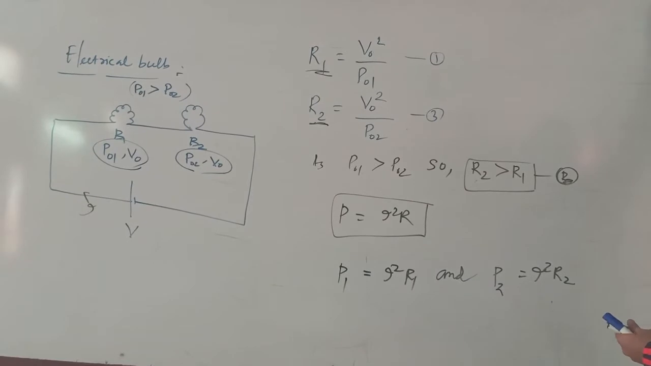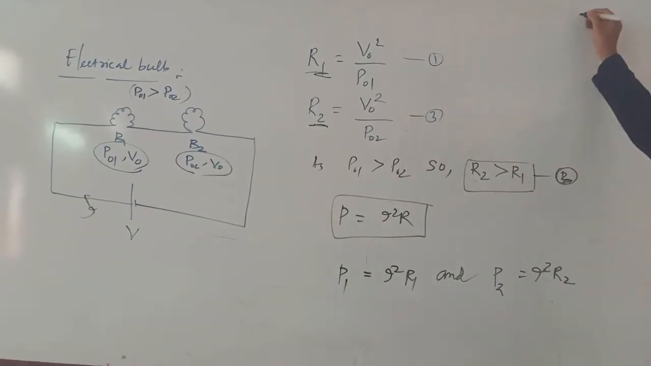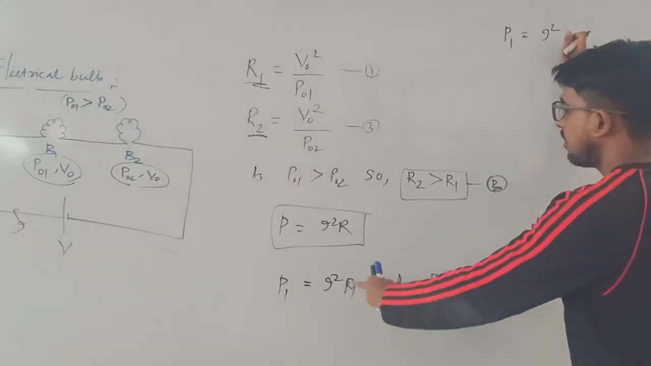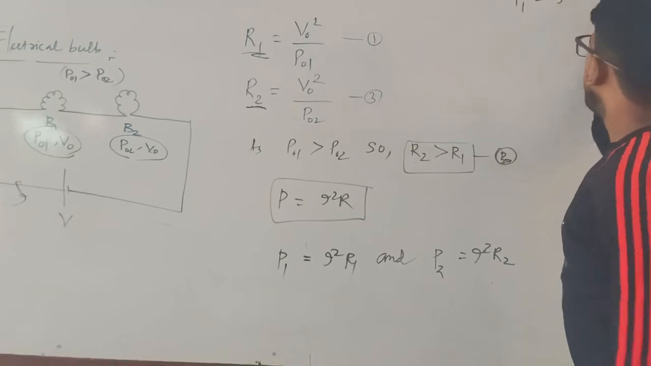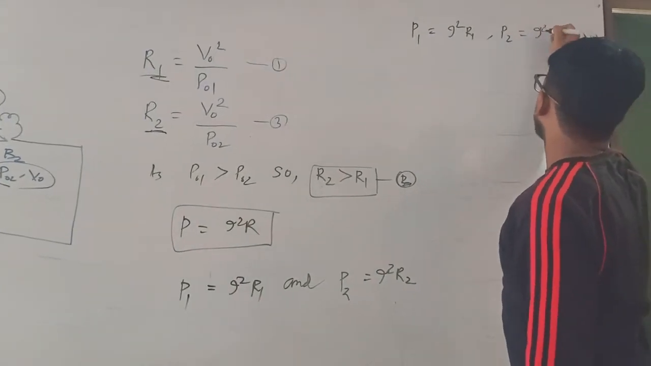So now let us calculate the power consumed by ball 1. So P1 will be how much? I square in place of R1. You can write this one, so let it be I square R1. And for P2, it will be I square R2.